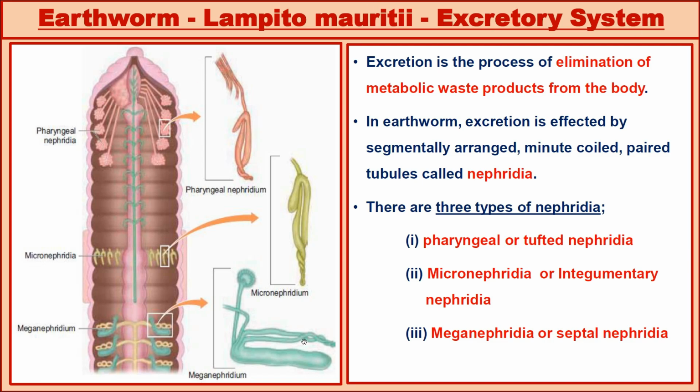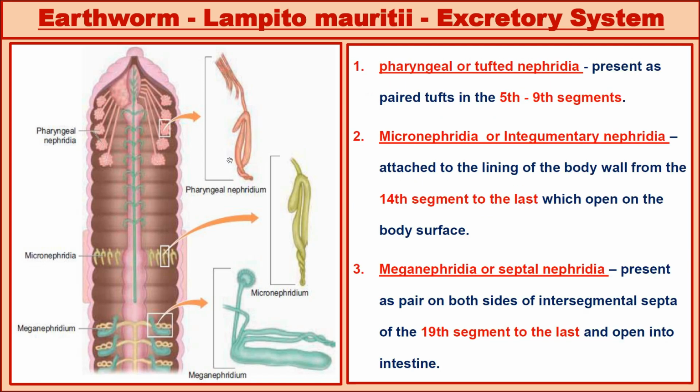We can see the three types of nephridia in this diagram: the pharyngeal nephridia, micronephridia and meganephridia. The pharyngeal or tufted nephridia are present in pairs in the segments numbering from 5 to 9. They are seen as paired tufts in segments 5 to 9. Secondly, the micronephridia or integumentary nephridia are attached to the lining of the body wall. They start from the 14th segment to the last segment, and open to the exterior on the body surface itself.